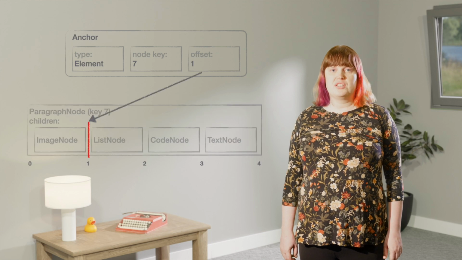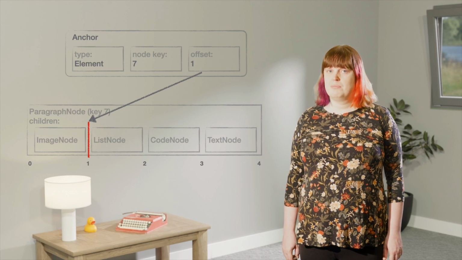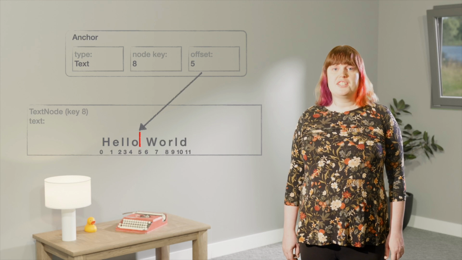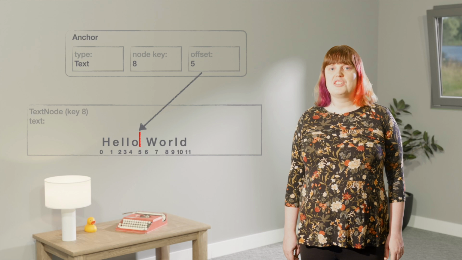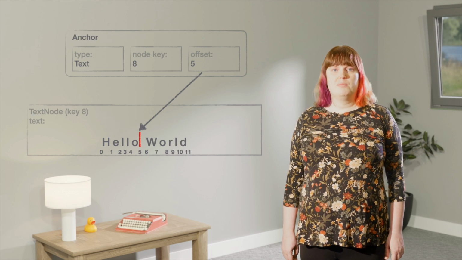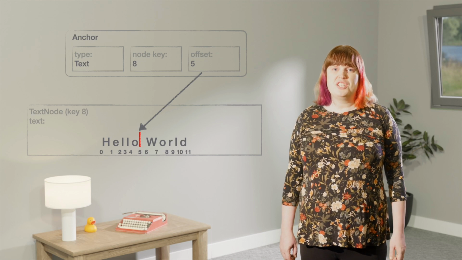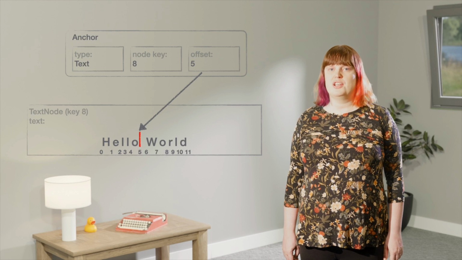For element points, the offset value places the point between the element's children, like so. Whereas for text points, the offset value places the point within the node's text content at a certain character offset. As always with Lexical, this offset is in UTF-16 code points, which is the same as what TextKit 1 and the NSString APIs use internally.